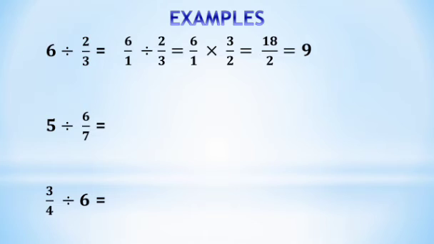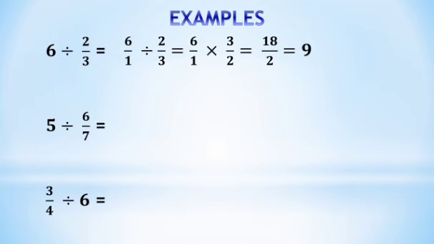Let's begin with some examples. In the first question, our first fraction is a whole number. So we write 6 as 6 upon 1 and will take the reciprocal of the second fraction. The division symbol changes to multiplication. So after multiplication of the numerators, it becomes 18 and in the denominator, it becomes 2. So our final answer is 9.